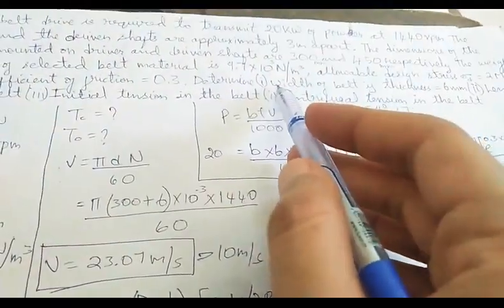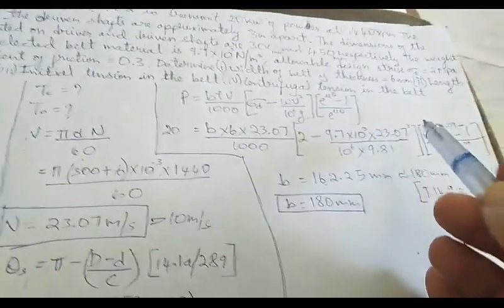So they have asked to determine the width of the belt. So we have found out the width. Next we have to find the length of the belt. To find the length of the belt, they have given a formula.